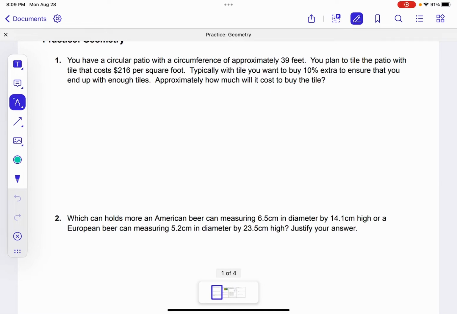So we have a circular patio. So I bet that word circular is going to be key. With a circumference, ooh, interesting word there, of approximately 39 feet. You plan to tile the patio with tile that costs $216 per square foot, so some expensive tile. And typically with the tile you want to buy, we're going to buy 10% extra, and that's just to ensure, like, when you only need parts of a tile, or if a tile breaks, you have enough tile.